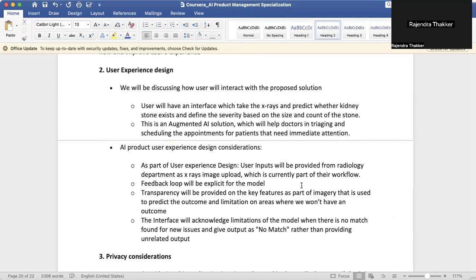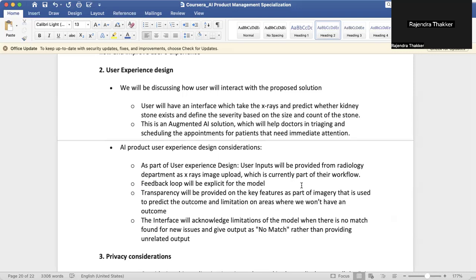Here are the few AI product user experience design considerations that have been considered. As part of user experience design, user inputs will be provided from the radiology department as X-ray images uploaded, which is currently part of their workflow. There would be a provision for a direct, explicit feedback loop. Transparency will be provided on the key features as part of imagery that is being used to predict the outcome and limitations on the areas where we don't have an outcome.